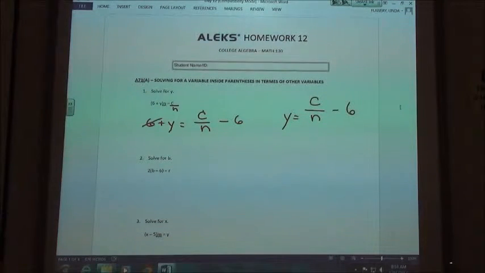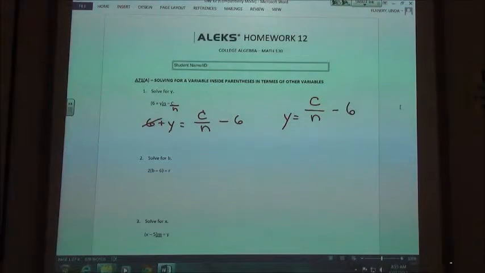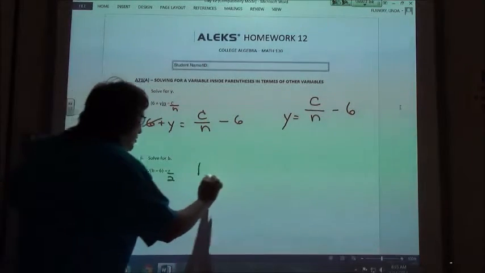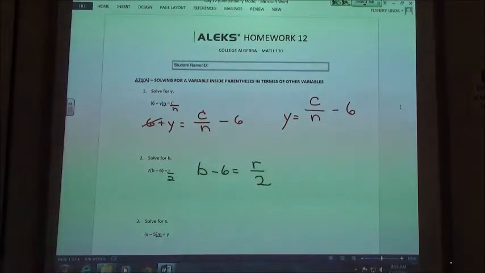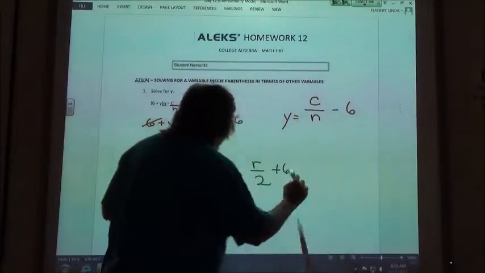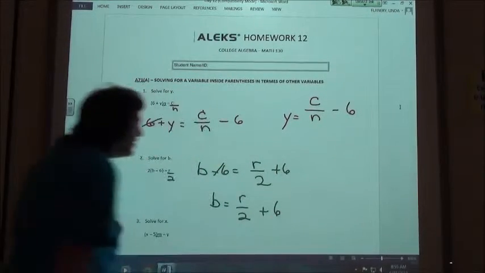And so the next two are basically going to be exactly like the first one because they don't mess these up a whole lot on you. So if I'm going to solve this one for b, first thing I'm going to do is divide by my 2. So b minus 6 is going to equal r over 2. And then if I want to solve that for b, what would I do with my 6? Add my 6. Plus my 6. So b is going to equal r over 2 plus 6 on the end.